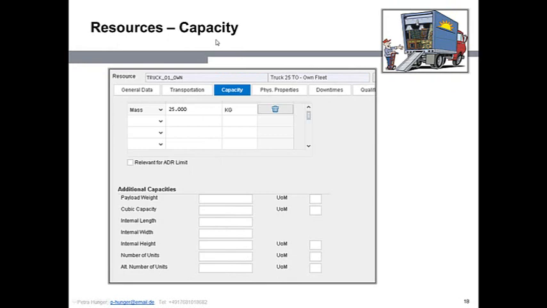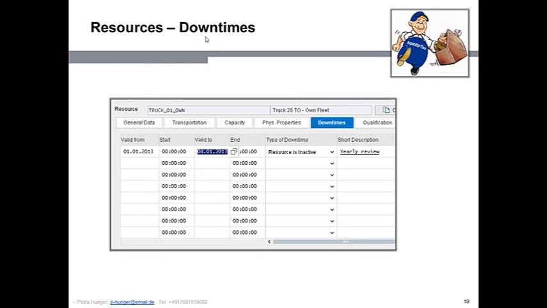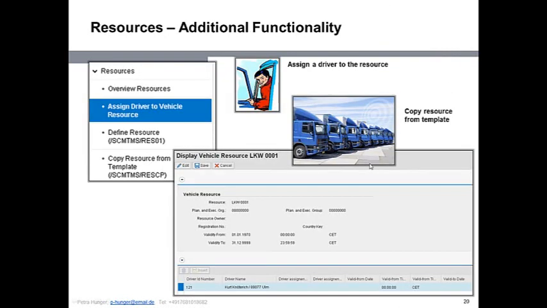Then we have the capacity, of course. You can see here what is fitting in. And I said already, this is 25,000 kilograms or 25 ton. And here you have more capacities. Then you can define downtimes. So you can say that, for example, from the 1st of January 2013 to the 8th of January, this resource is inactive. And you can provide a reason, for example, yearly review. And then in addition, below the resources where you can create it, you can also assign a driver to the resource.